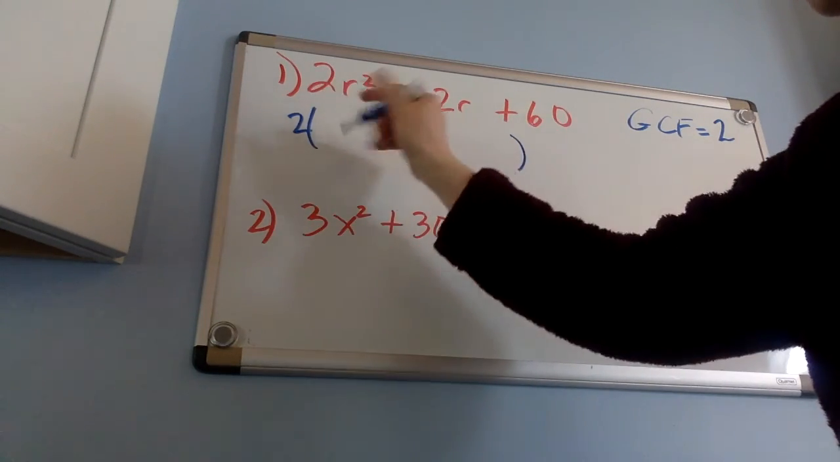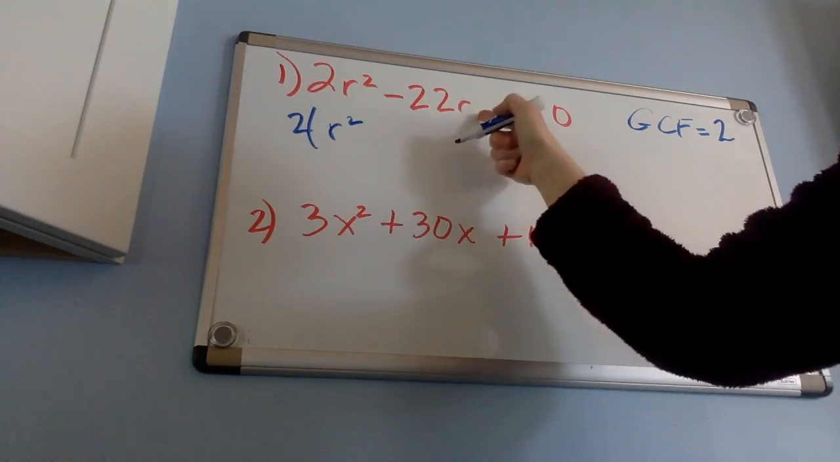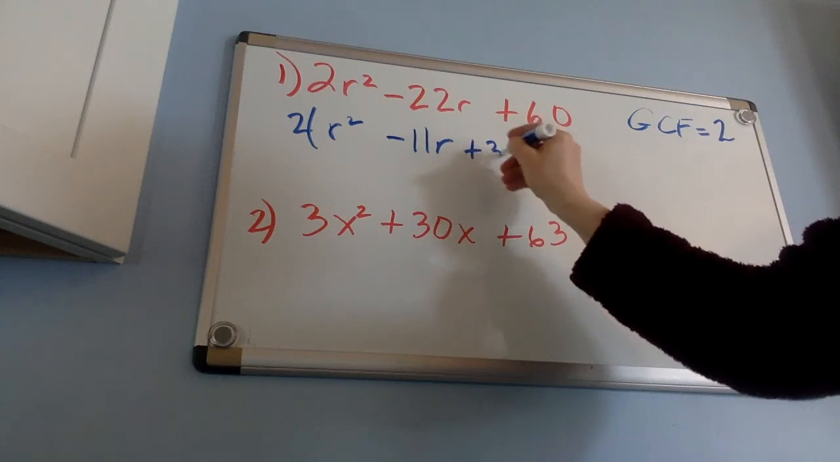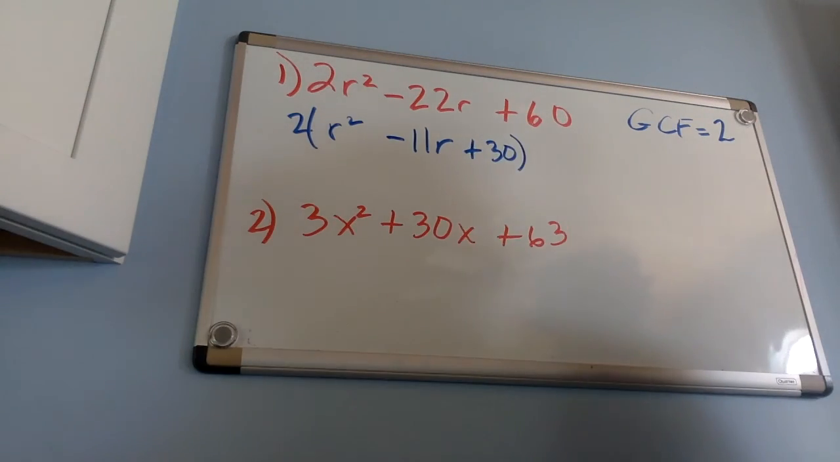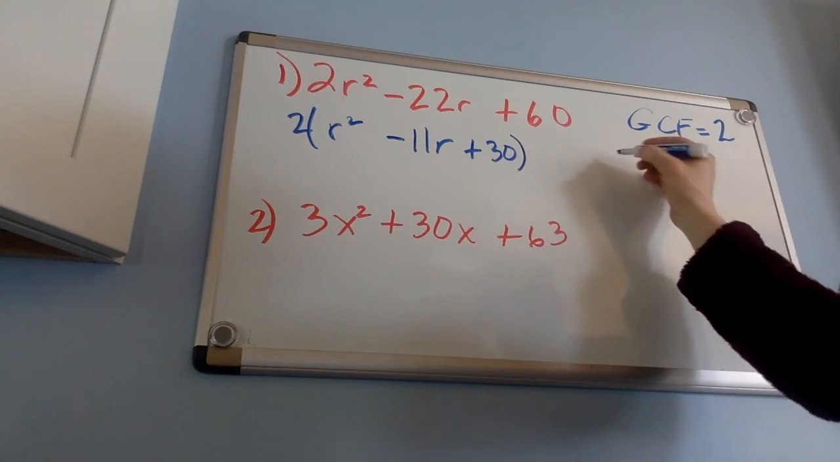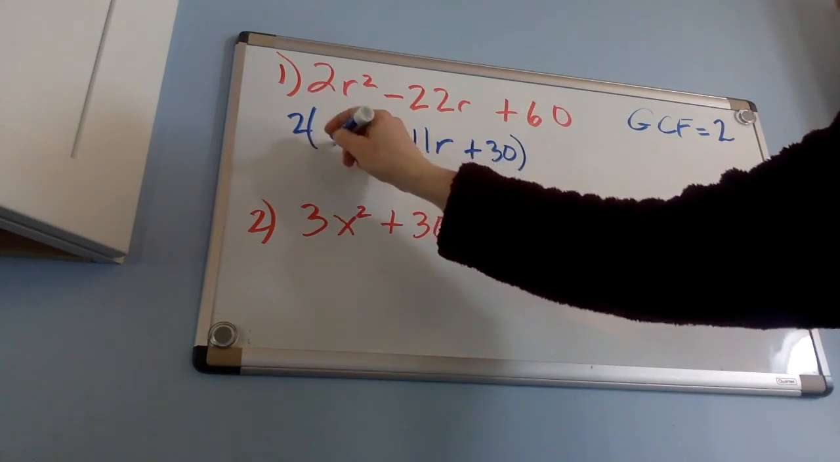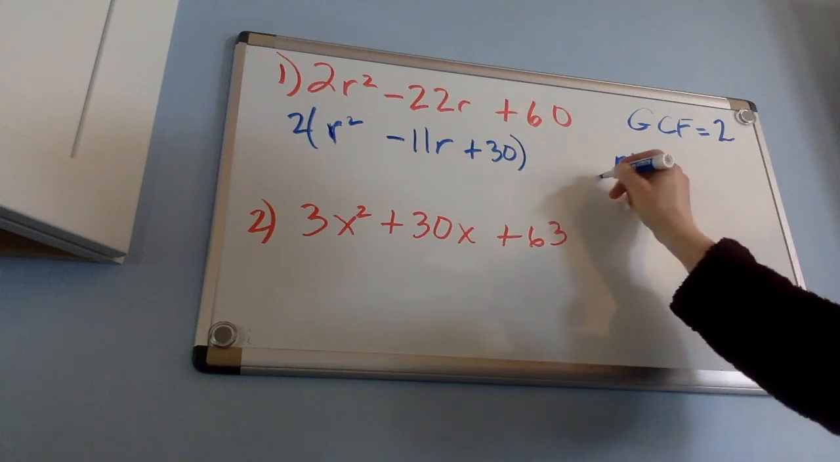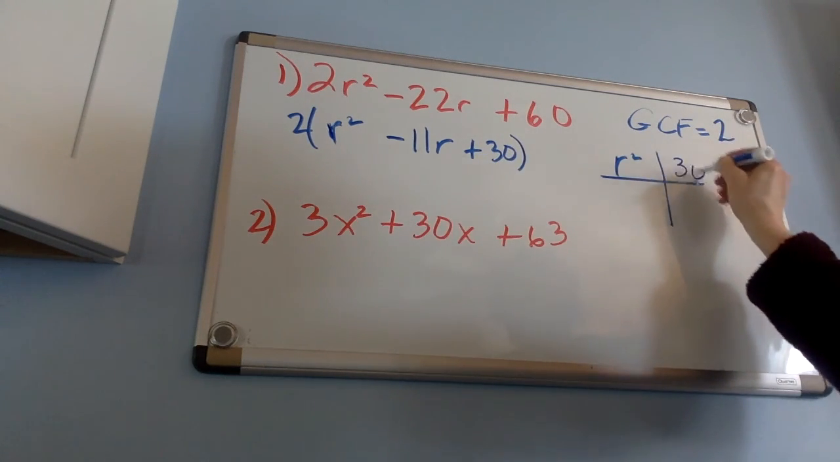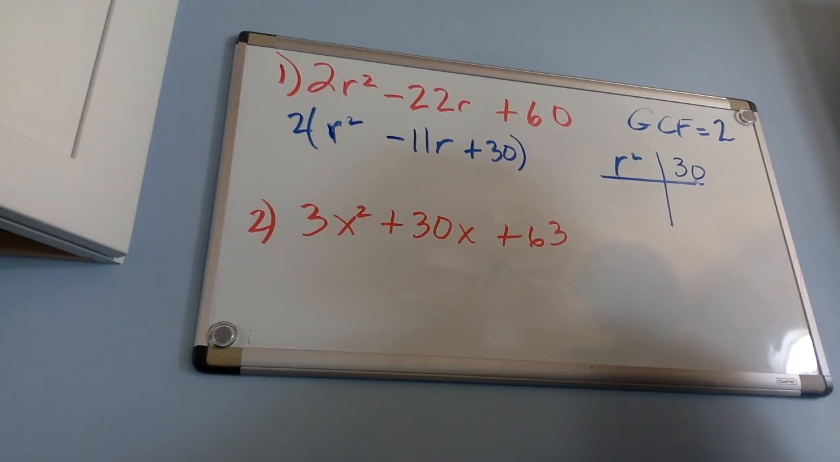left with r squared. Divide this by 2, and I get negative 11r. Divide this by 2, and I get positive 30. But I'm not done factoring completely because this can be factored. The first term is r squared, so I need to think of ways that I can get r squared. And the constant term is positive 30. I need to think of ways that I can get positive 30.